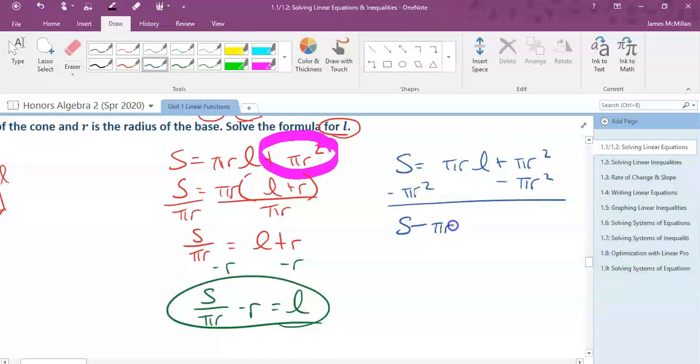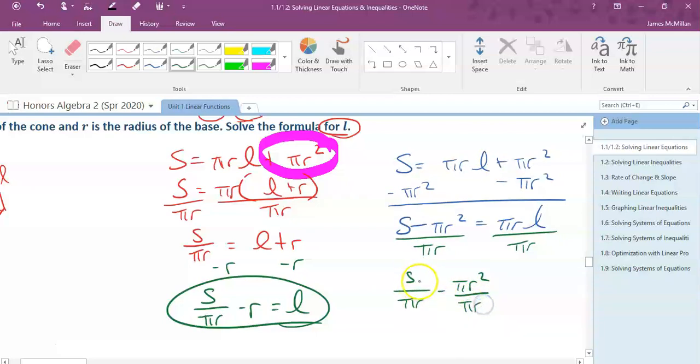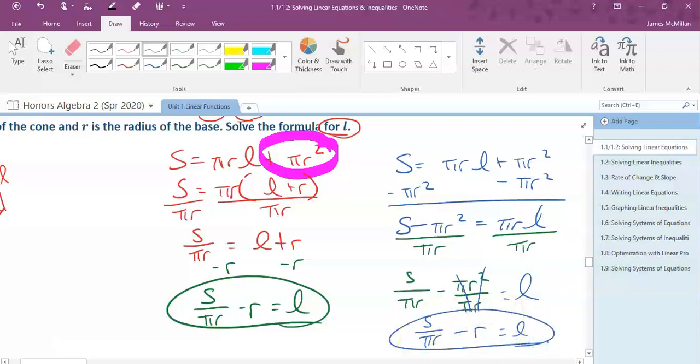So S minus pi r squared is equal to pi r L. And then we divide everything by the pi r. Right now it doesn't look like these solutions are similar. But remember that we can split this fraction into two pieces, just like if we were doing subtraction of regular numbers. There's our S over pi r that we had over here. And when we look at canceling everything here, the pi's cancel and one of the r's cancel. And so we get S over pi r minus r is equal to the L. So again, a couple different ways to get to the same final answer. Again, it's part of the process.